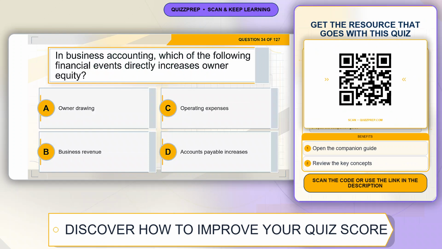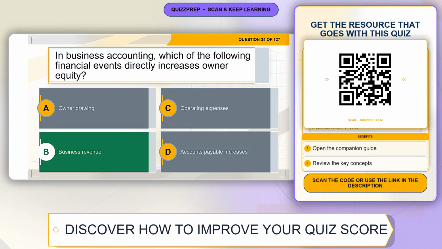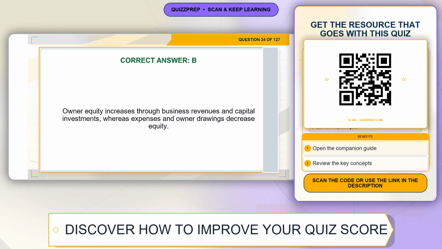Question 34. In business accounting, which of the following financial events directly increases owner equity? Option A, owner drawing. Option B, business revenue. Option C, operating expenses. Option D, accounts payable increases. The correct answer is option B, business revenue. Explanation. Owner equity increases through business revenues and capital investments, whereas expenses and owner drawings decrease equity.